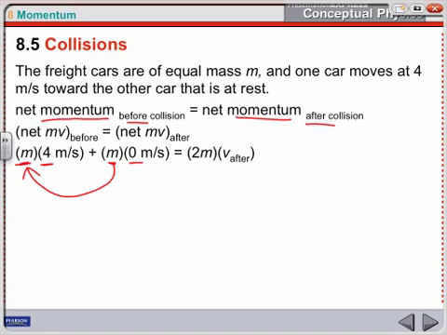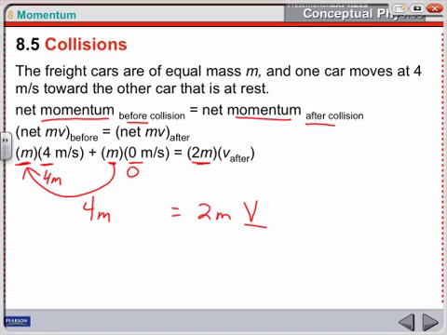But this one wasn't moving. So the original momentum would have been 4m. This would have been 0. So this would have just been 4m. Now afterwards, we've got 2 of the masses, so it's twice as heavy as it used to be. We now have a new velocity. Well, 2m times v, what's v going to be?